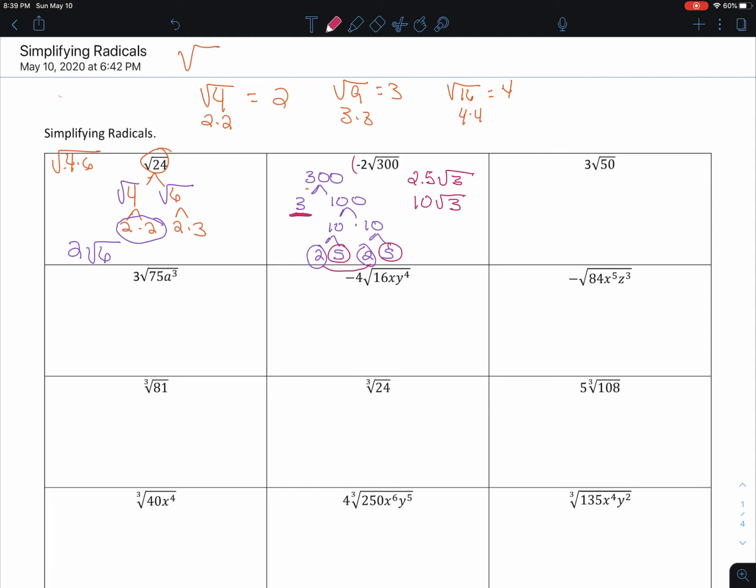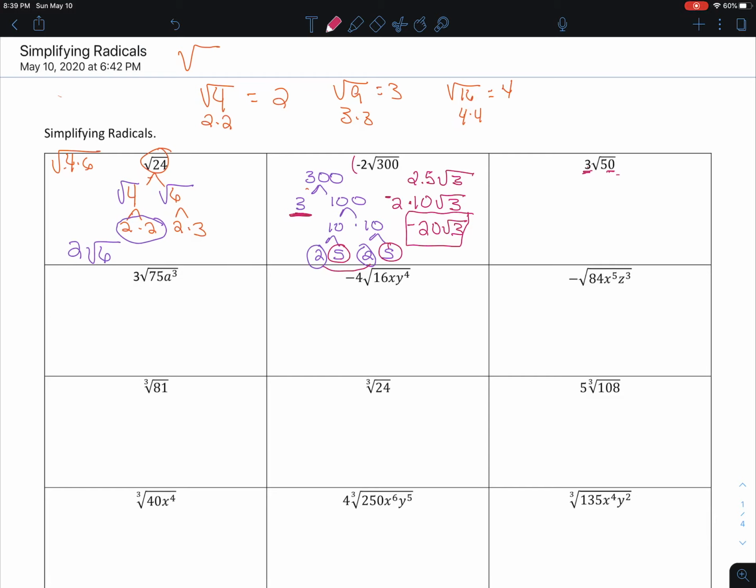Well, what do I do with the 2 that's outside of that? I'm just going to multiply by that 10, and I get negative 20 radical 3. And that is my final answer. Okay? I can't multiply what's outside the radical with what's inside the radical. The two of these don't talk to each other, so this is not the square root of 150. What's inside the radical can't be multiplied with what's outside the radical.